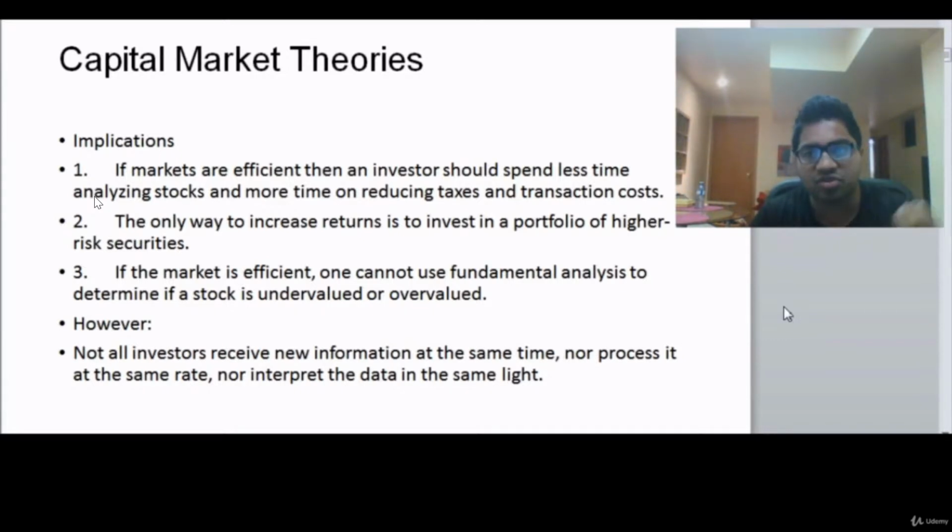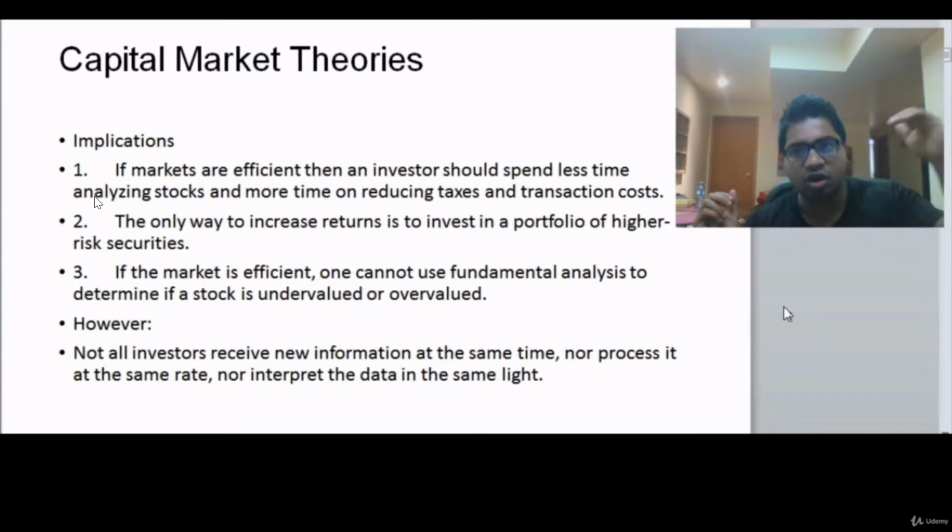Then there is the semi-strong form of efficiency, in which all present and future expectations are reflected in stock price. In such a case, technicals don't work, fundamentals don't work, but you can still beat the markets by having some insider information.